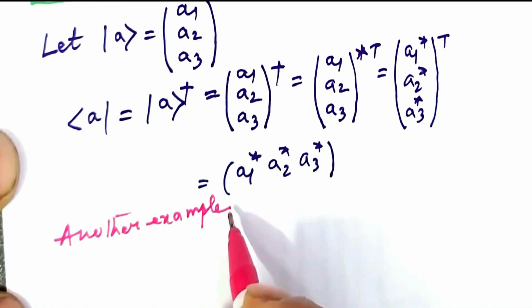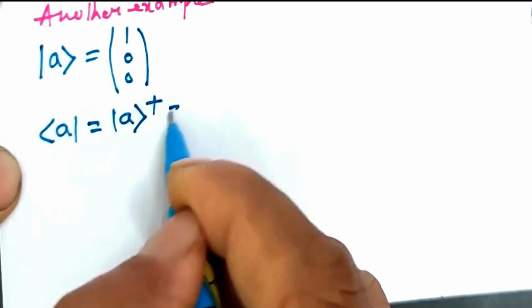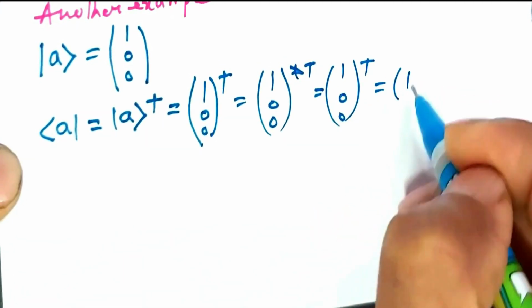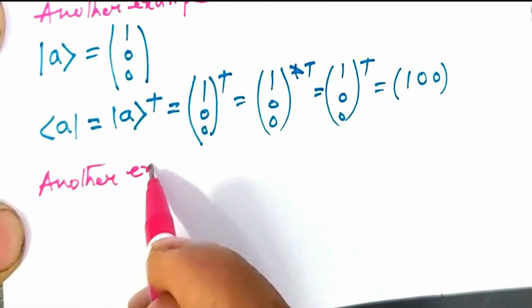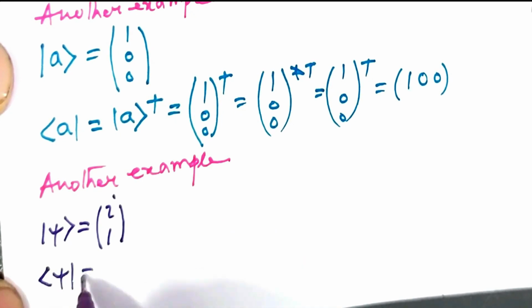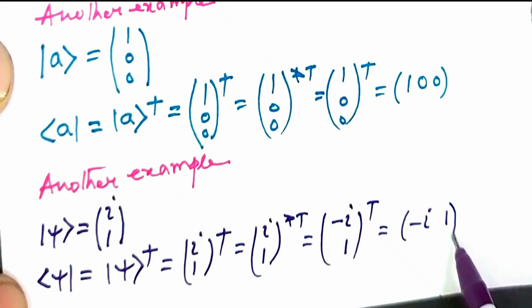Another example. Start with ket A equal to the column matrix 1, 0, 0, then bra A is the row matrix 1, 0, 0. Another example. If ket psi is the column matrix i, 1, then bra psi is the row matrix minus i, 1.